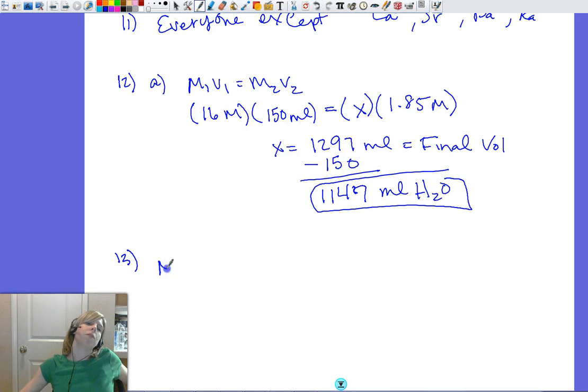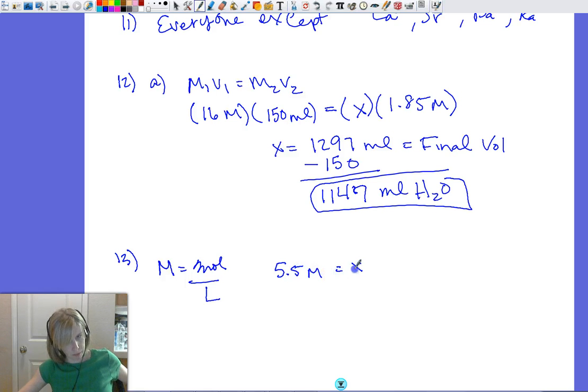I'm going to solve for moles first. So we have molarity equals moles divided by liters. Plug it in. I have 5.5 molar, I'm looking for moles, and 3.6 liters. That gives me 19.8 moles. Now I need to convert that to grams.